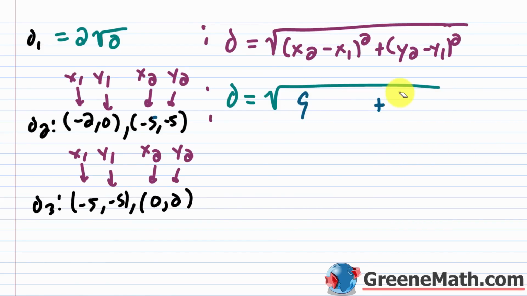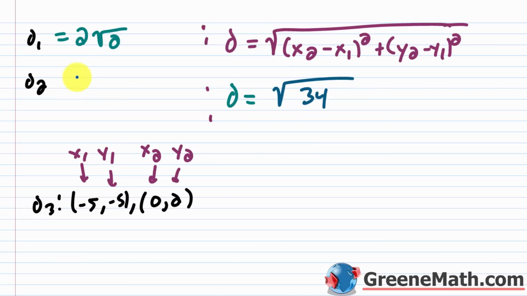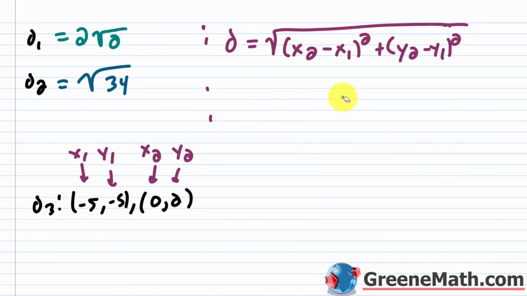-5 squared is 25. So this right here, 9 plus 25 is 34. So this would be the square root of 34. And say this equals the square root of 34. Now 34 is 17 times 2, so you really can't make that any simpler.